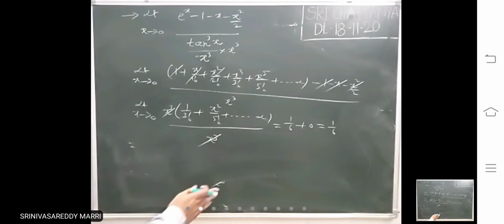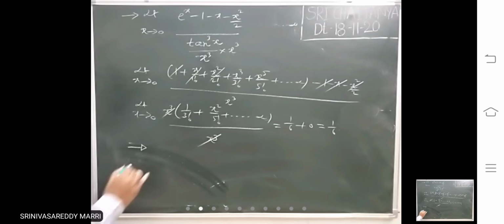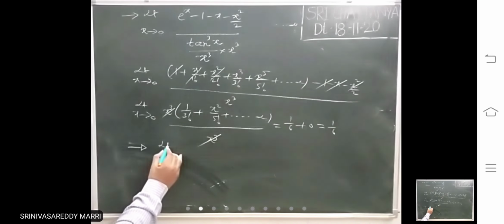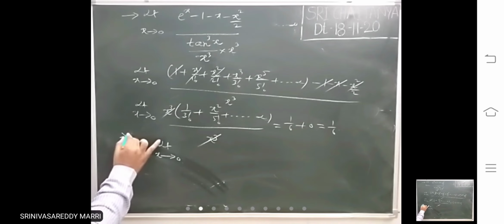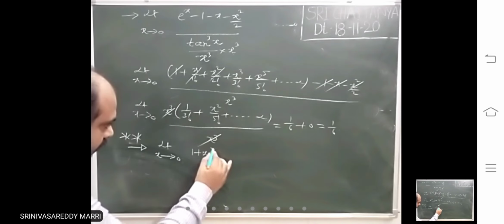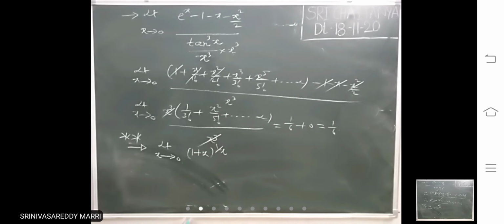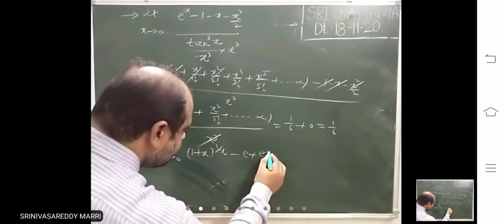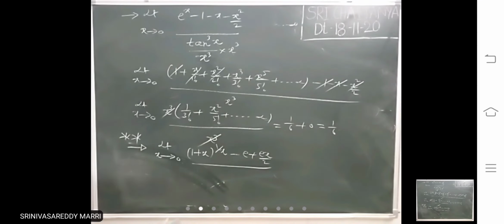Look at the next model. The first model is very important. Limit x tends to 0 of (1 plus x)^(1/x) minus e plus ex by 2, divided by x squared. This you want. So now I have told the series of that. I have told the series of this. Just substitute the series.